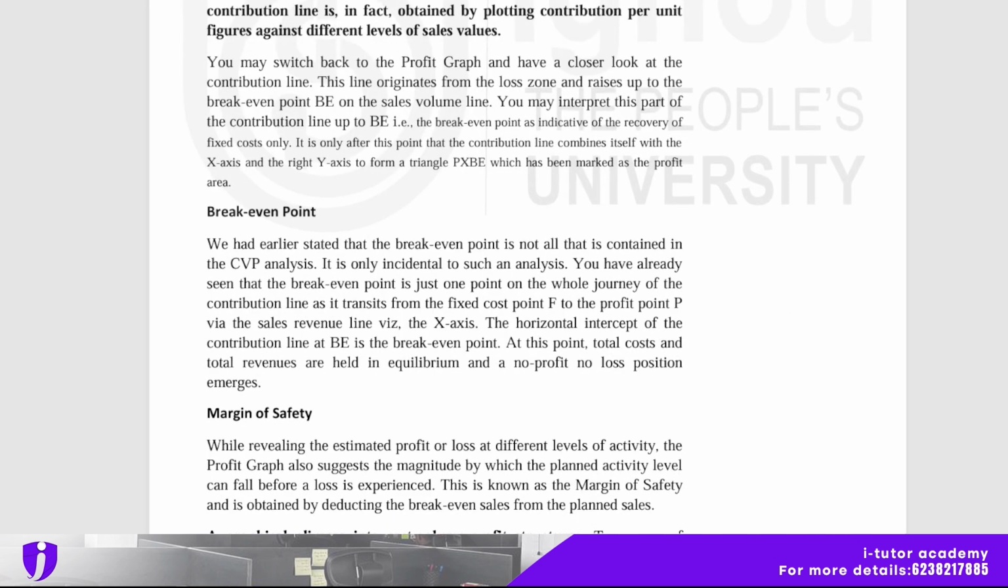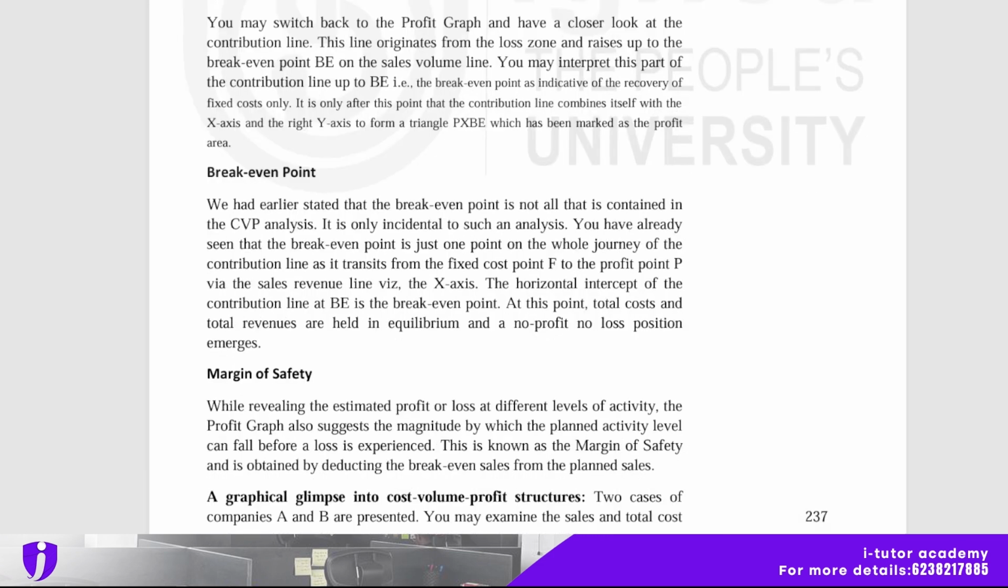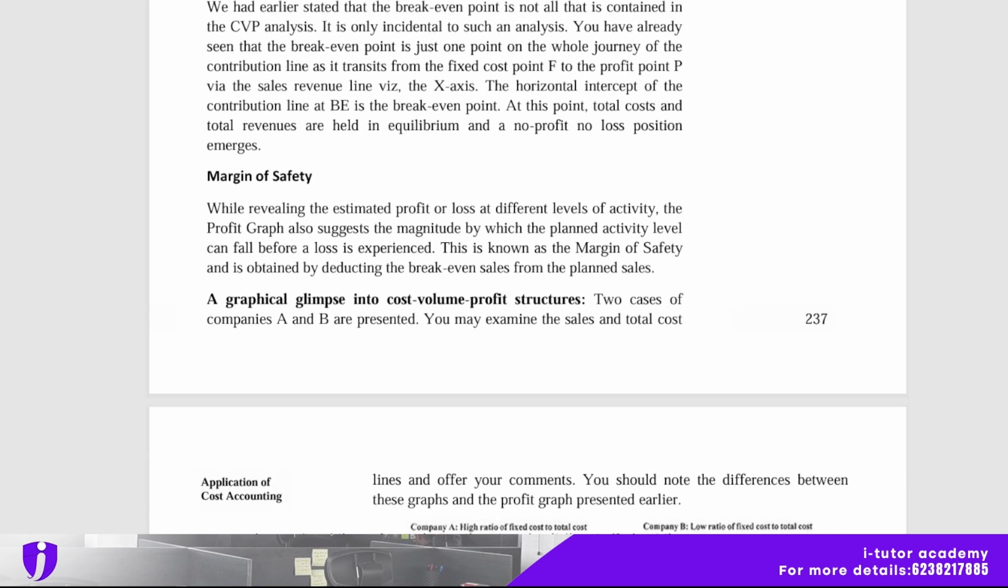And break-even point. We had earlier stated that the break-even point is not all that is contained in the CVP analysis. It is only incidental to such an analysis. You have already seen that the break-even point is just one point on the whole journey of the contribution line as it transits from the fixed cost point F to the profit point P via the sales revenue line versus the x-axis. Margin of safety. While revealing the estimated profit or loss at different levels of activity, the profit graph also suggested the magnitude by which the planned activity level can fall before a loss is experienced.